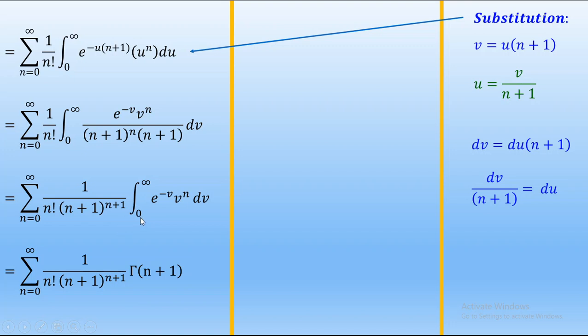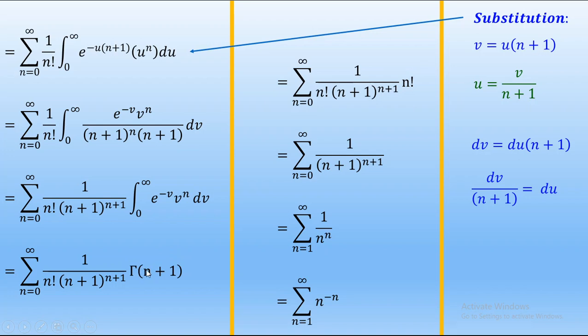But this is a very well known formula in mathematics. This is the gamma function. This is the gamma of n plus 1. So we replace this entire integral with gamma of n plus 1. After replacing it, we know that gamma of n plus 1 is equal to n factorial, so we wrote n factorial over here. Now this n factorial and this n factorial will get cancelled, and we will see only 1 by n plus 1 raised to the power n plus 1.